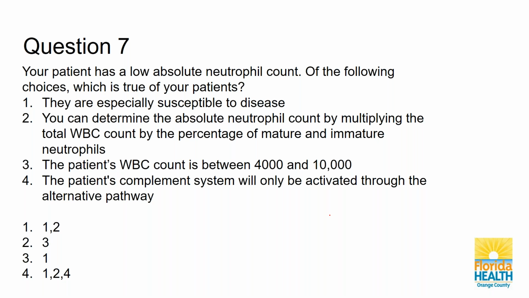Question 7. Your patient has a low absolute neutrophil count. Of the following choices, which is true of your patients? 1. They are especially susceptible to disease. 2. You can determine the absolute neutrophil count by multiplying the total white blood cell count by the percentage of mature and immature neutrophils. 3. The patient's white blood cell count is between 4,000 and 10,000. 4. The patient's complement system will only be activated through the alternative pathway. You guys, the CIC exam loves questions like this.